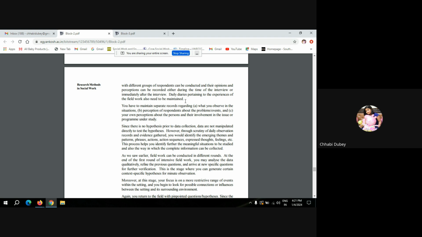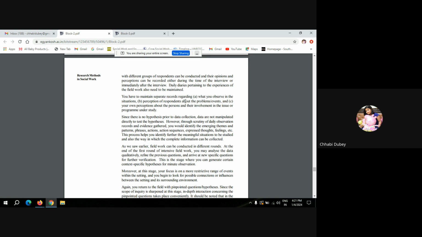Since there is no hypothesis prior to data collection, data is generally not manipulated directly to test the hypothesis. And irrespective of this, certain scrutiny of daily observation records and evidence may happen, and you would identify the emerging themes and patterns, or identify certain phrases, or maybe action sequences, thoughts, feelings, etc. So we may do that.